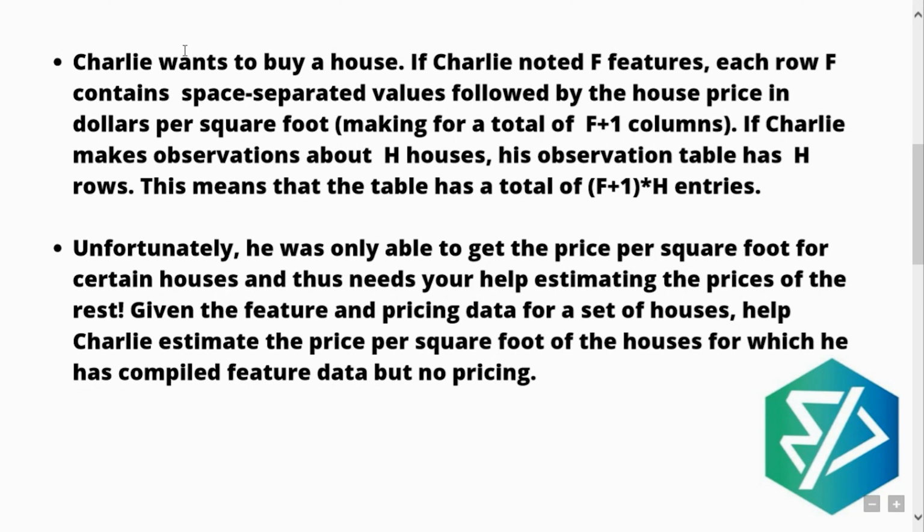So we have Charlie. Charlie wants to buy a house. If Charlie noted F features, each row contains F space separated values followed by the house price in dollars per square foot, making for a total of F plus 1 columns. If Charlie makes observations about H houses, his observation table has H rows. This means that the table has a total of F plus 1 into H entries.